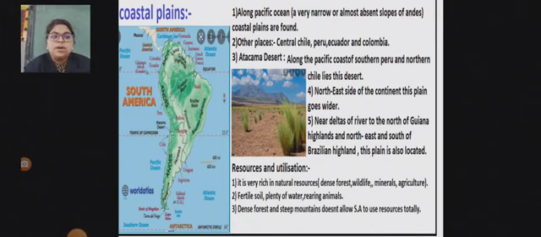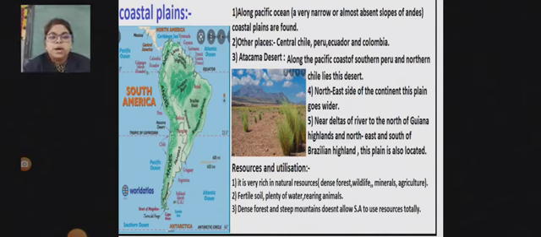Now, to the northeastern side of South America, the coastal plains grow wider. The area actually increases. While talking about near the delta area, which area? Delta area of the river north of Guiana Highlands, and at the same time south and northeast of the Brazilian highlands, the plain is also located. This was all about the coastal plain.